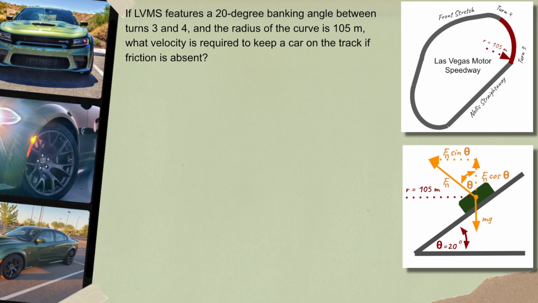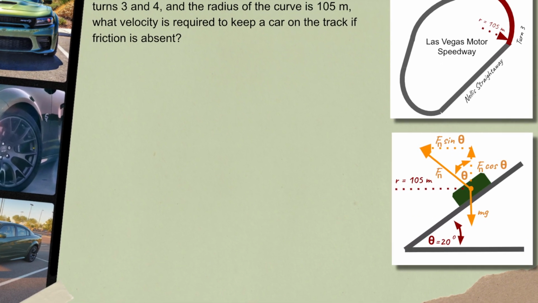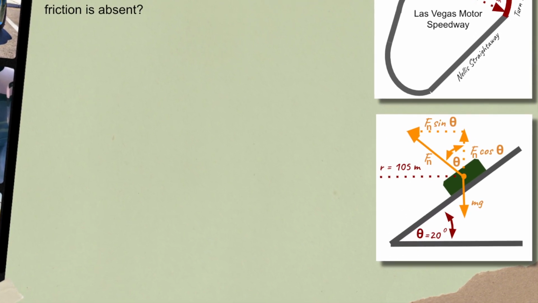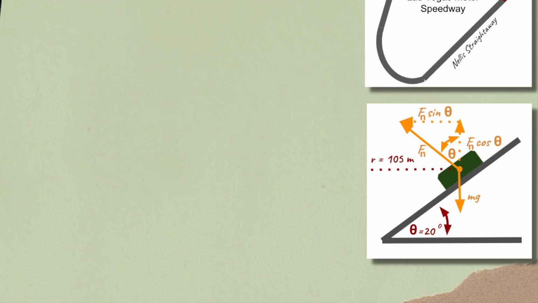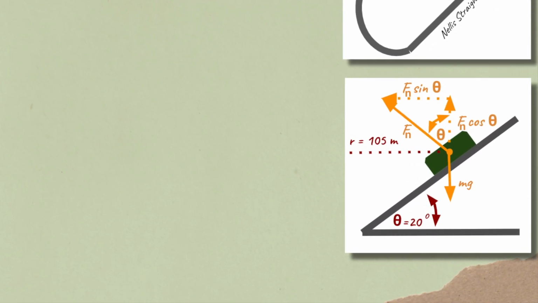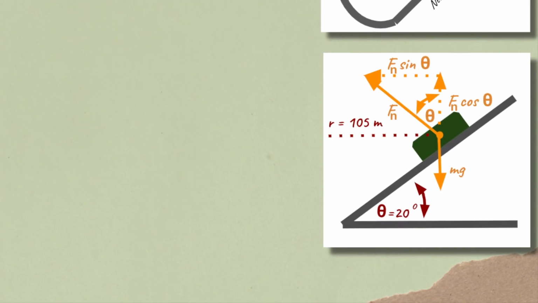Next, I drew a force diagram. Now this is key because it's going to help you determine what equations to use. I should note that the banking angle theta, shown in red at 20 degrees, is the exact same as the angle theta, shown in orange with the curved arrows.